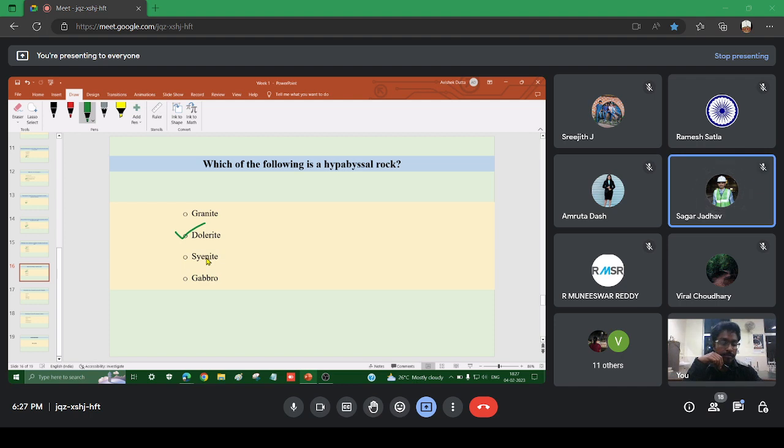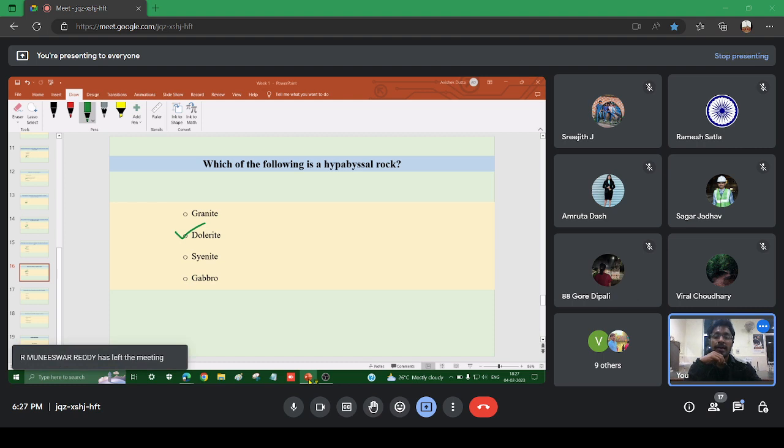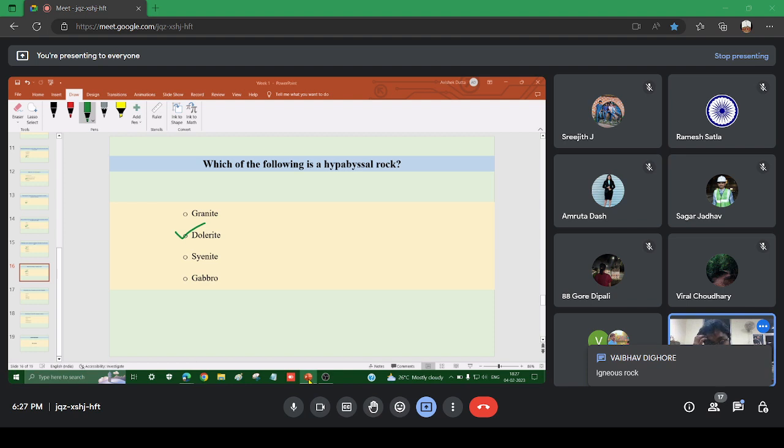Syenite? Volcanic. Are you guessing? Yes, sir. No, don't guess. Syenite, if you know, if you can tell, but this is just a classification. So if you guess, other people will be confused. What is syenite? Which kind of rock is syenite? Syenite is also a plutonic rock.